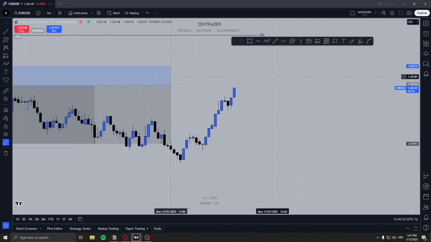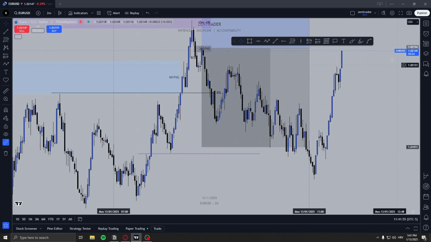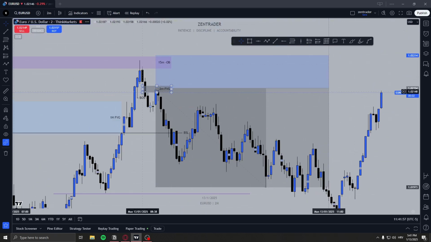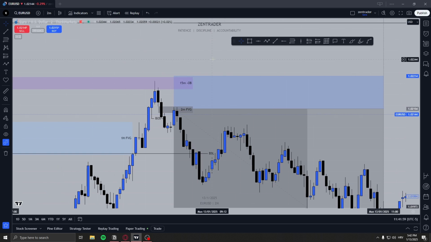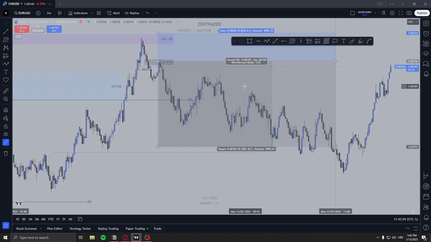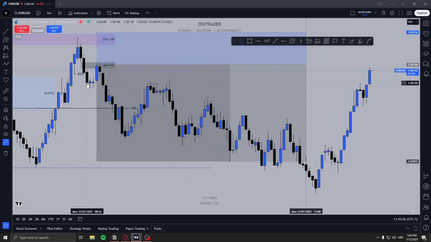Then we reached into a 15-minute order block right here. After that, I was looking on the 2-minute time frame for an entry, and I saw this beautiful push down with energy, but I saw no break of structure. Then I went to the downside. I mean, this can be an entry in itself, right? On this candle, the inverse fair value gap right here.